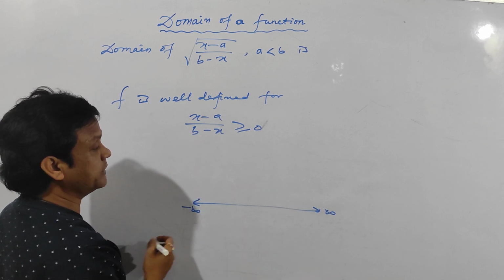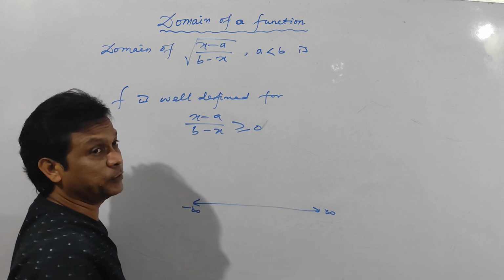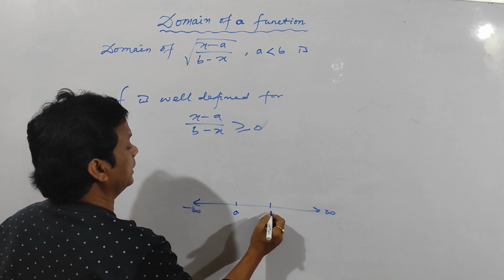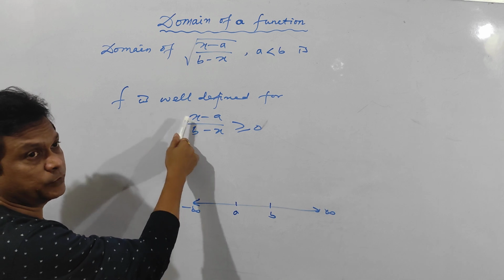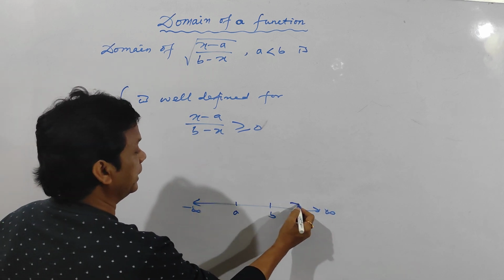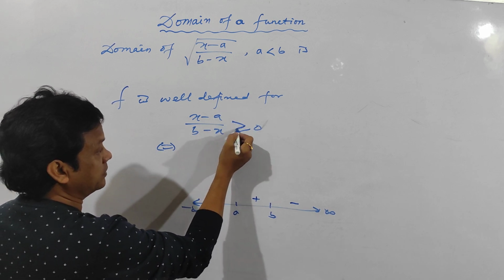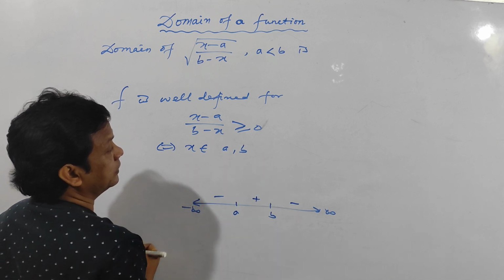x minus a equal to 0 means x is equal to a, and b minus x equal to 0 means x is equal to b. That means the critical points are a and b, but a is less than b. So you should write a on the left hand side, b on the right hand side. Here the coefficient of x is positive, here the coefficient of x is negative. So positive and negative is negative. So negative, positive, negative. And your requirement is positive first. That means these two. x belongs to (a, b).